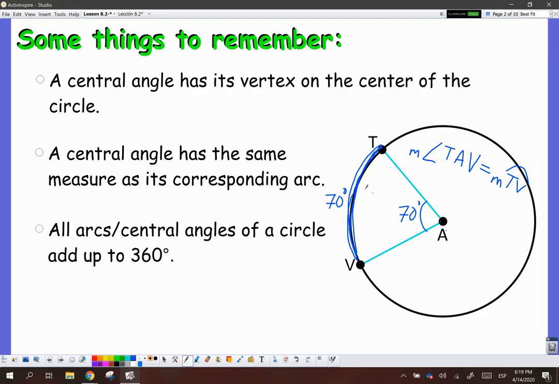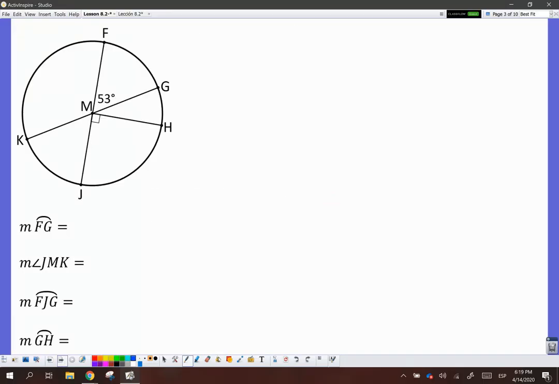And like we said, all of the arcs added together, their measure is 360 degrees. And that's the same for the central angles. All of the central angles together add up to 360 degrees. So let's continue on with some examples.